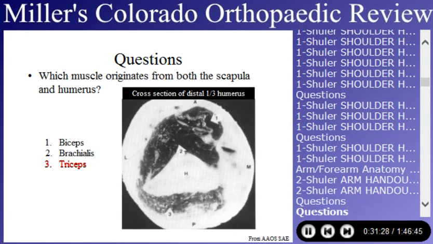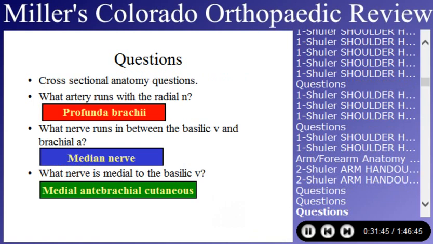What muscle originates from both the scapula and the humerus? Well, the medial head of the triceps we already covered is directly from the humerus, so it's triceps. Cross-section anatomy, and just know these. What artery runs with the radial nerve? We already covered that in the triangular interval, the profunda brachii artery. What nerve runs between the basilic vein and the brachial artery? The median nerve. What nerve is medial to the basilic vein? Key testable item because of elbow arthroscopy, the medial antebrachial cutaneous nerve.